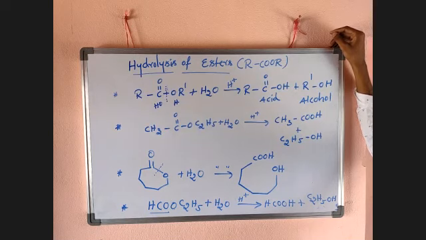Inorganic chemistry means the total periodic table: S block, P block, third A, fourth A, fifth A, D block, I mean F block elements, fifth A group elements, like that. All group elements are considered under inorganic chemistry.